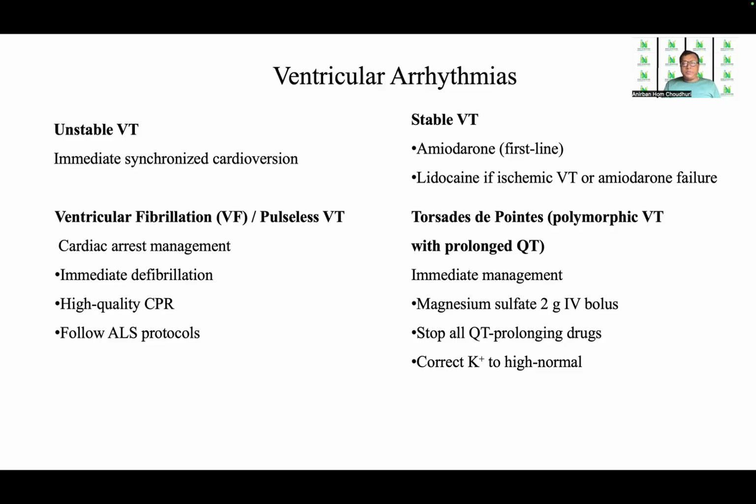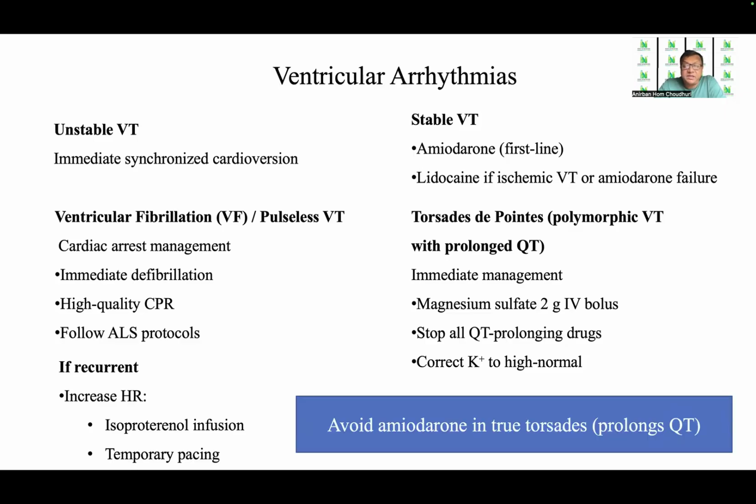Torsades de pointes, or polymorphic VT with prolonged QT: we have to go for immediate management and give magnesium sulfate 2 gram IV bolus, stop all QT prolonging drugs and correct potassium to the high normal or higher side. If it is recurrent torsades de pointes, then increase the heart rate by isoproterenol infusion and also consider temporary pacing. But avoid amiodarone in true torsades because it can prolong the QT.